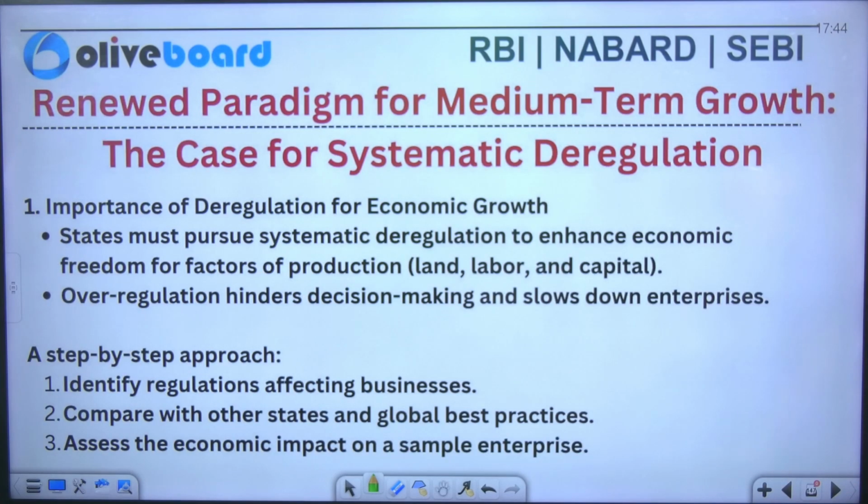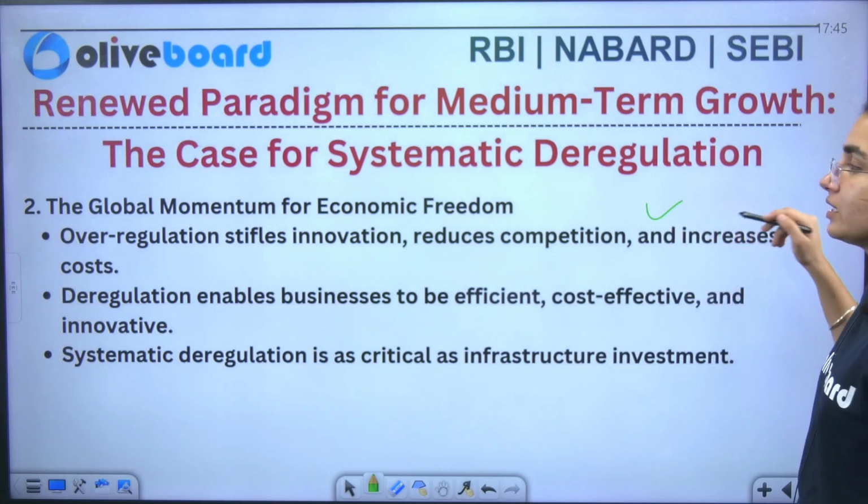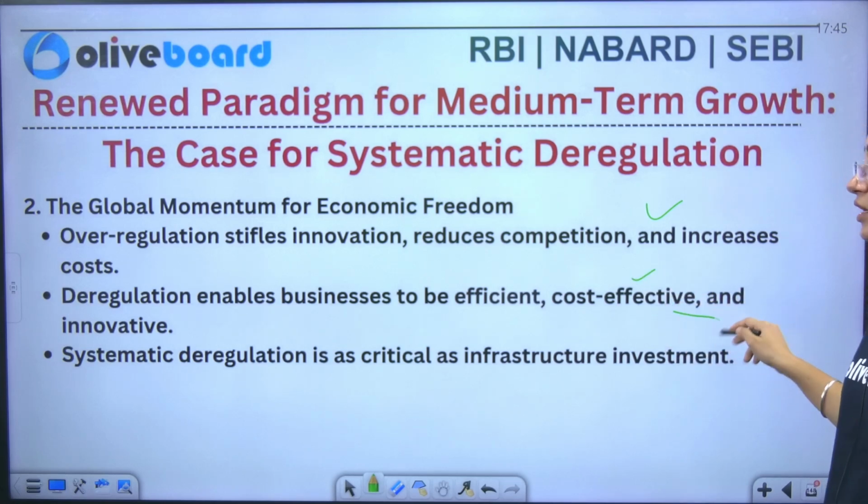Now we'll talk about the renewed paradigm for medium-term growth, the case for systematic deregulation. Now what is the importance of deregulation? First, सबसे पहले तो हमारी improvement यहाँ पे देखने को मिलेगी हर एक sector में, that is important. Now step by step approach कि सबसे पहले identify करो regulation को, compare करो it with other states and have an assessment of the economic impact as well. Now global momentum for economic freedoms, you can see जो over regulation है, it stifles innovation, your competition and increases your cost. Similarly deregulation की बात करूँ, so it enables business to be efficient, cost effective and innovative.